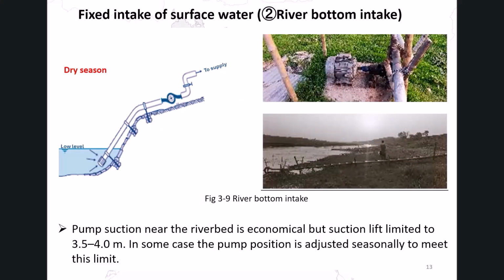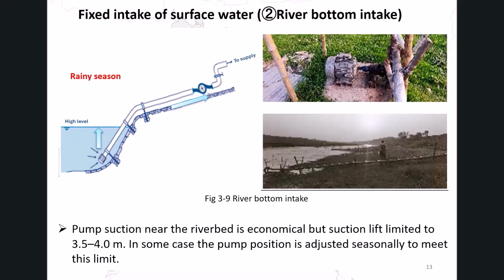Installing the pump suction directly near the riverbed is a relatively economical design. However, it should be noted that the maximum suction lift of the pump is approximately 3.5 to 4.0 meters. In Bangladesh, where seasonal water level fluctuations are significant, during low water levels, the pump is moved closer to the river to ensure that the suction lift does not exceed its allowable limit. On the other hand, the pump is installed farther from the river during high water levels.